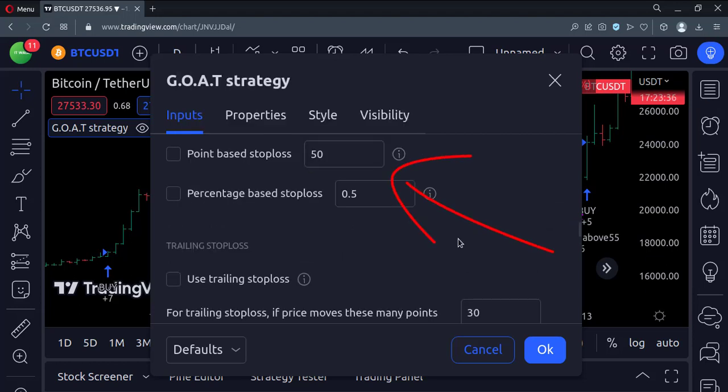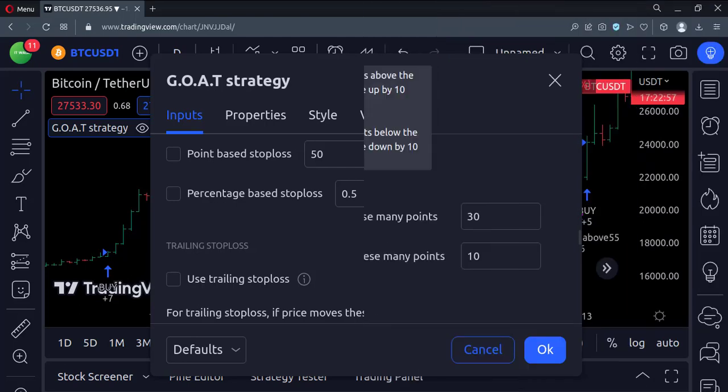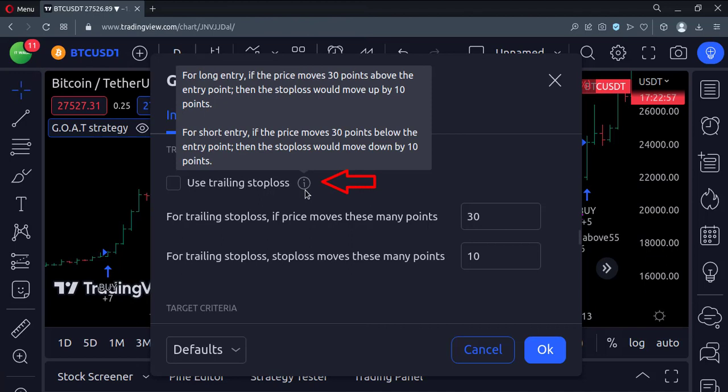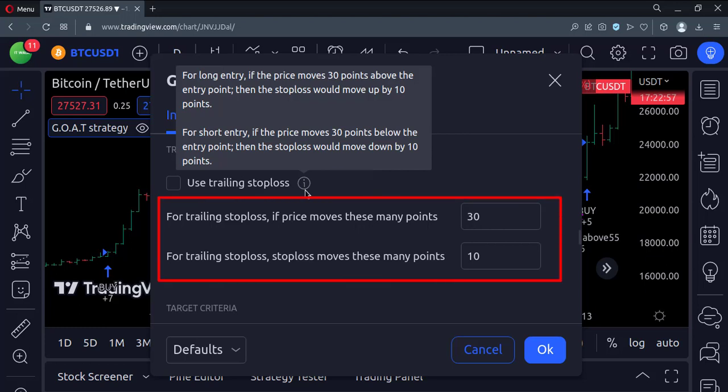The point-based stop loss. Even if this checkbox is not selected, this value will be used by the trailing stop loss mechanisms as the base or initial stop loss value. So as said earlier, for a long entry, if the price moves 30 points above the entry level, then this stop loss would move up by 10 points. If the price moves another 30 points above the entry level, that means a total of 60 points, then this stop loss will move up by another 10 points, which means a total of 20 points. And these 30 and 10 points values can be changed from here, as the user wants.